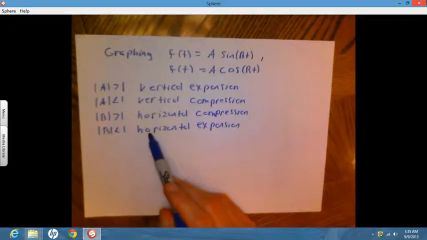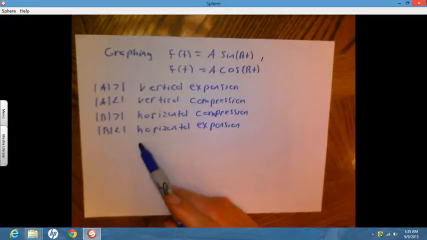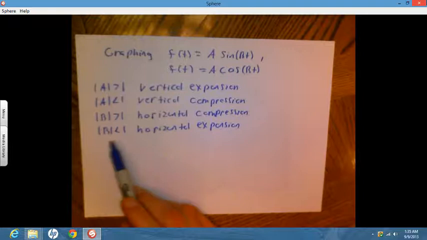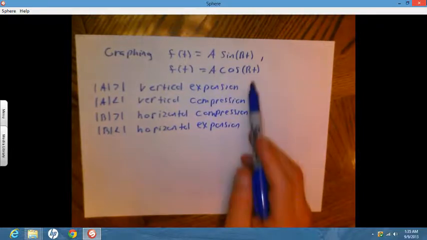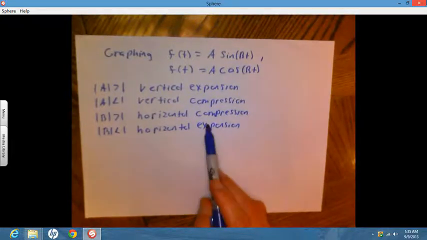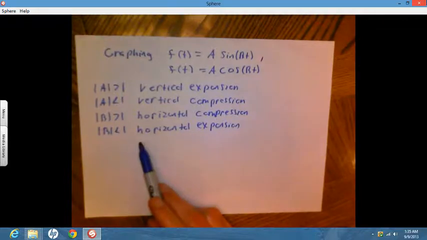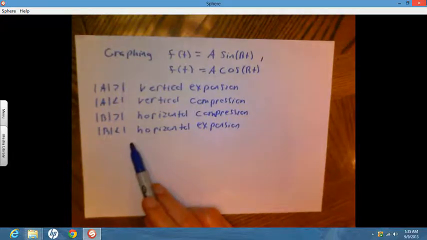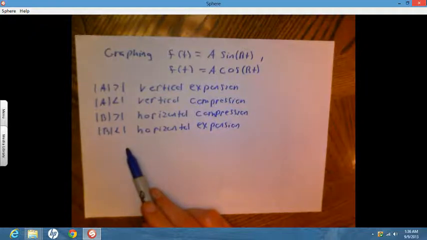So b greater than 1 means you're looking at the x-axis. It means you're traveling faster. If you're traveling faster, it means you're squishing things together. That's where you get a compression. And the opposite, so you can think of b kind of as your speed. If you travel fast, everything gets squished together. You hit all your stopping points faster, or the points that you want to graph at, like say your quadrantals. You get to them quicker.